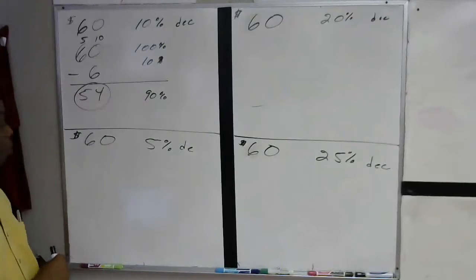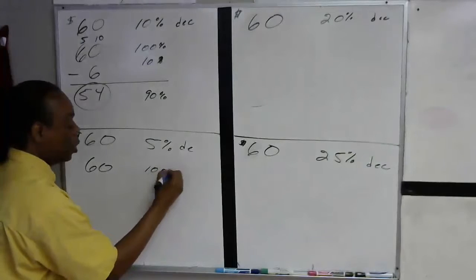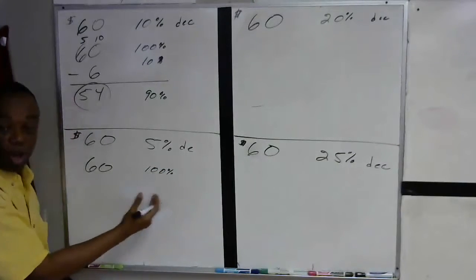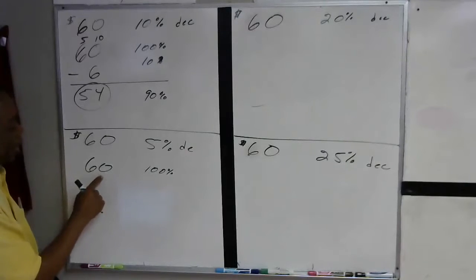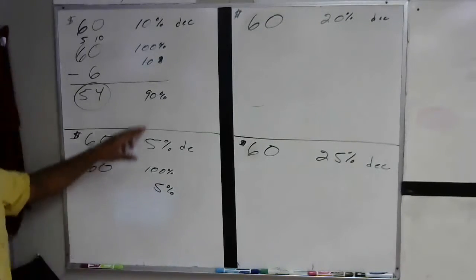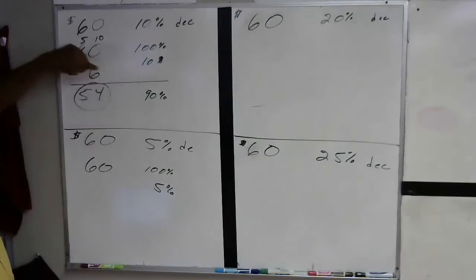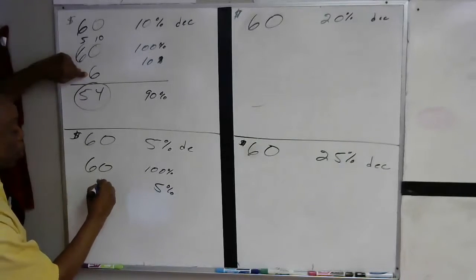Now let's go to 5%. Once again, 60 represents the original, so we call that 100%. To find a 5% of 60, we go back to 10%. And remember, 10% we use the number 6. So for 5%, we're going to use half of 6. So we're going to use 3.